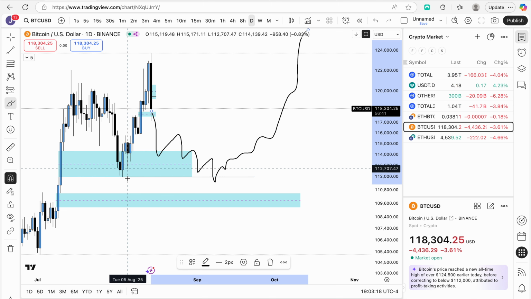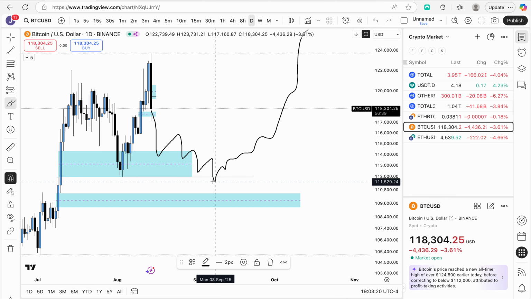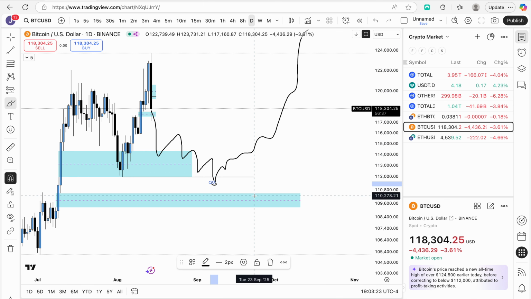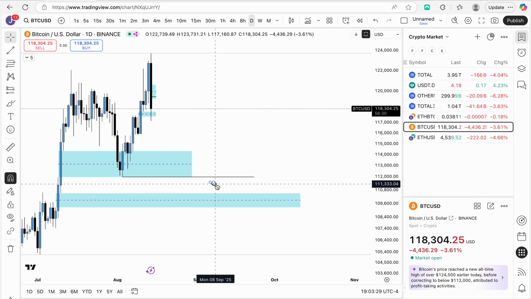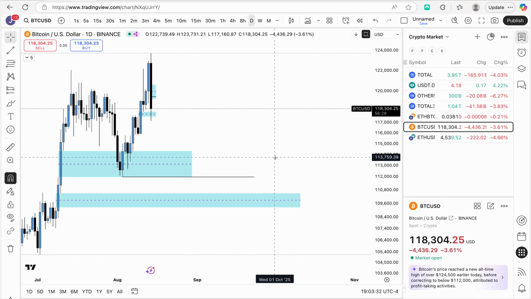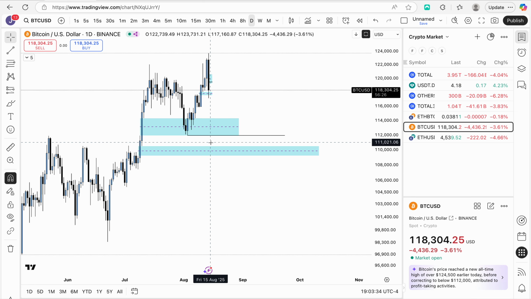Most people, if it falls below here, would look at this as a lower low, and they'd be like, oh, well, it just set a lower low, the bull market's over, blah blah blah. And then it continues, right? Because the markets always seem to do the exact opposite of what the general consensus is, right?